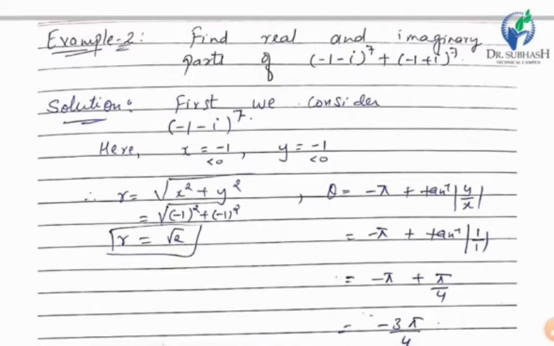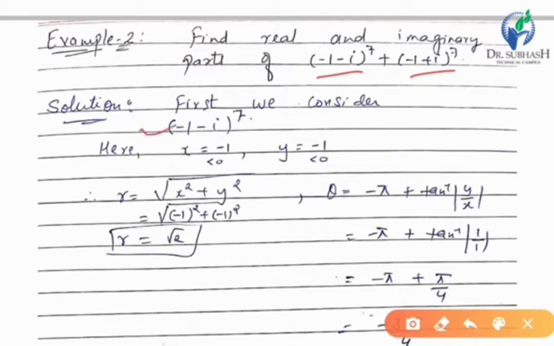Okay, now let us solve one more example. Find the real and imaginary parts of minus 1 minus i raised to 7 plus minus 1 plus i raised to 7. We have to find both these values first, and then we will add both these values and find the real and imaginary parts.